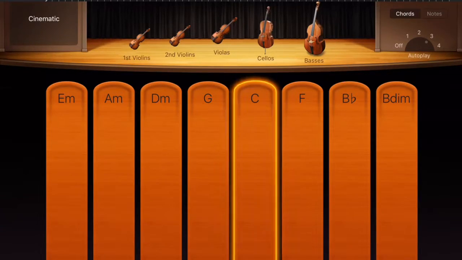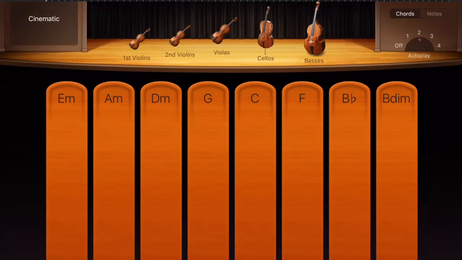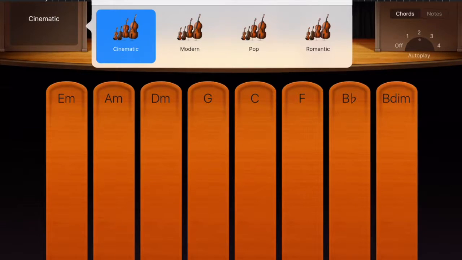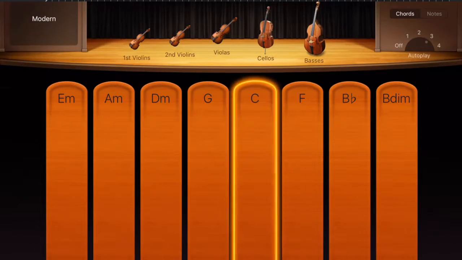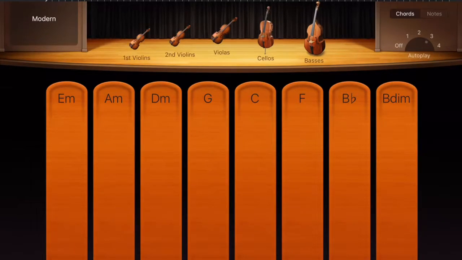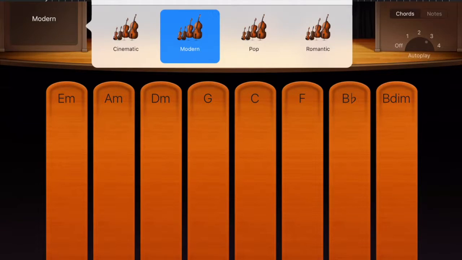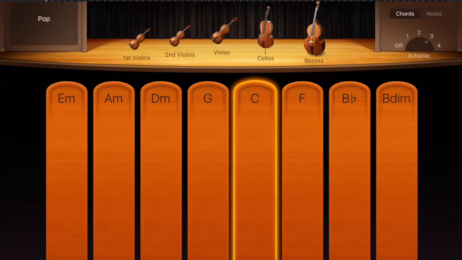and I'm actually gonna play the C note right now, and this is how it turns out. So right now I can autoplay 4, so you see a difference. So now that you've heard the different autoplays, there's actually different variations that you can choose from. There's cinematic, modern, pop, and romantic. So let's hear some modern. Alright, so now it's modern, and now I'm going to change it to pop, sorry. And now romantic.